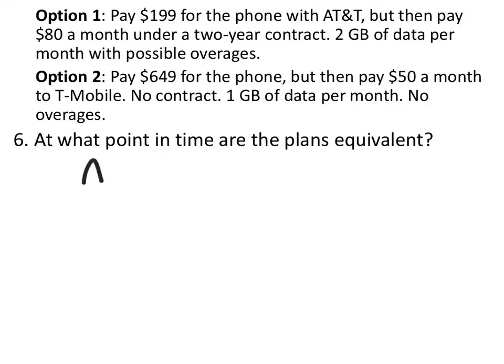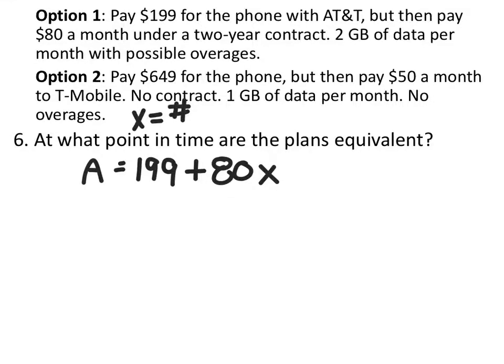So starting off, we had AT&T, right? And we know we're going to pay the $199 for the phone. But in addition to that, we're going to pay $80 a month. Now, right now, I'm just going to say X equals the number of months, because I don't know how many months it's going to take for the two plans to be equal. And this would just be a general equation for AT&T anyways right now. So X is going to be number of months. And we saw this pattern as we went through the first 4 questions, right? It was 199 plus 80 times the number of months. So this would be an equation for AT&T.